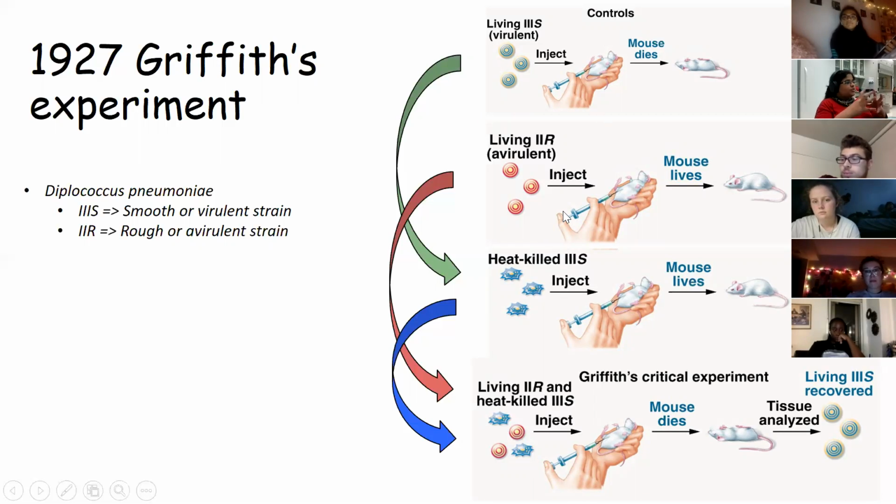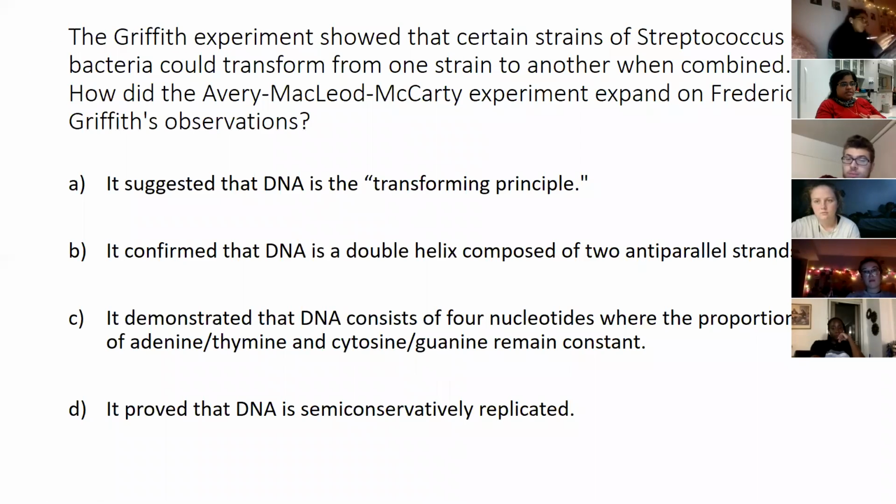That is essentially what Griffith was up to back then. Does Griffith's experiment make sense so far? Okay. So the Griffith experiment showed that certain strains of Streptococcus bacteria could transform from one strain to another when combined. How did Avery, McLeod, and McCarty expand on Frederick's observations? So how did the three scientists expand on Griffith's work?